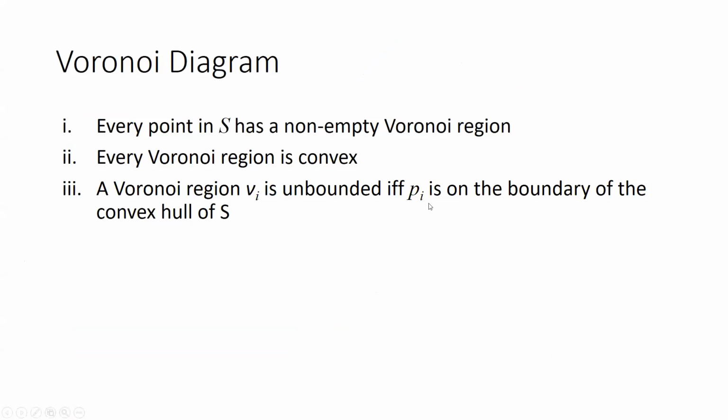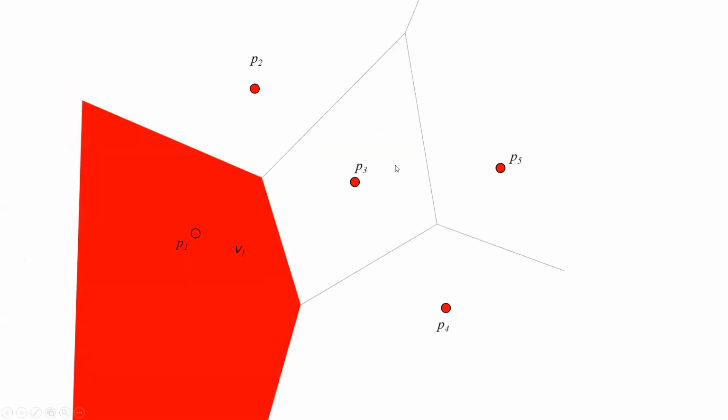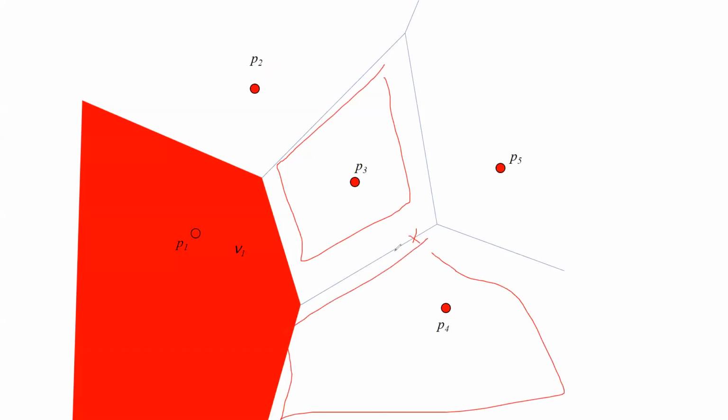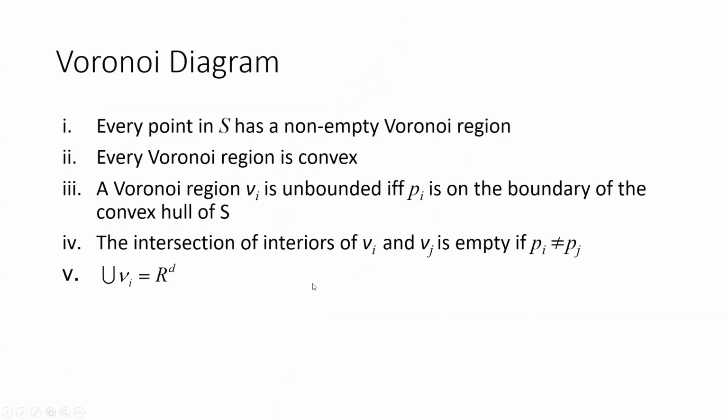And it's unbounded if Pi is on the boundary of the convex hull. The intersection of the interiors of the regions is empty if the points are not the same. You can see that the intersection of this region and this region, if you just count the interior, that doesn't count this line, will be empty. And all the union will be the whole space. In other words, you can think in the reverse direction that all the points will be in some Voronoi cell. They must be close to someone, right?